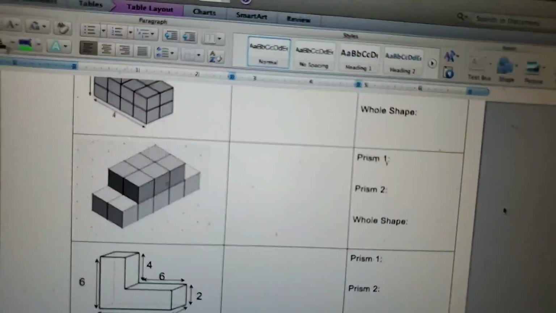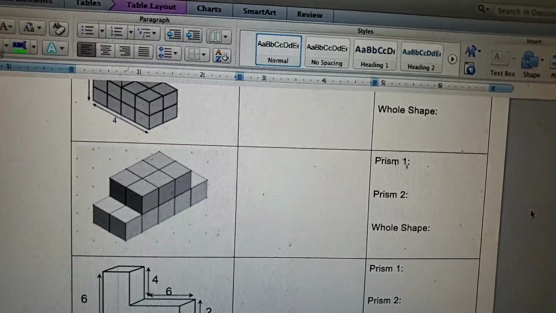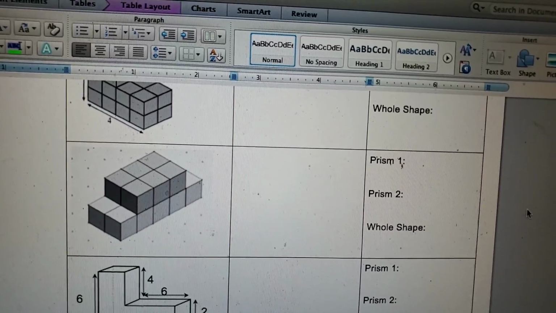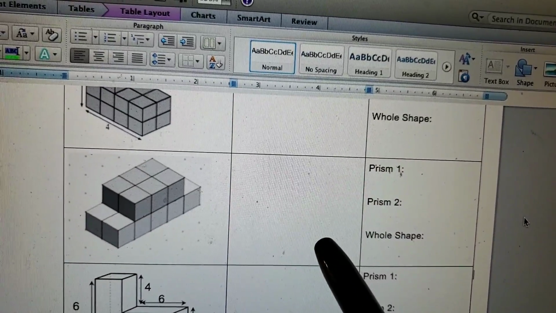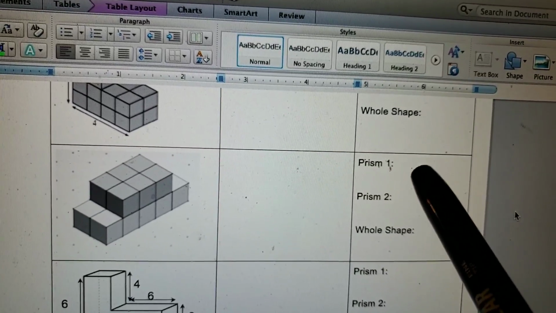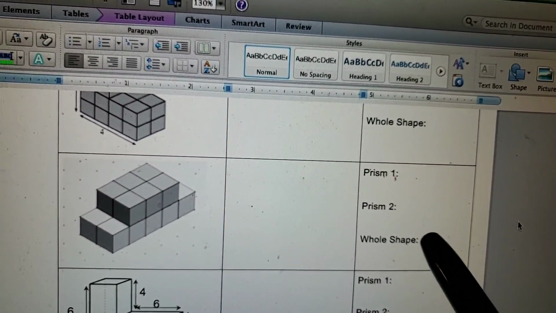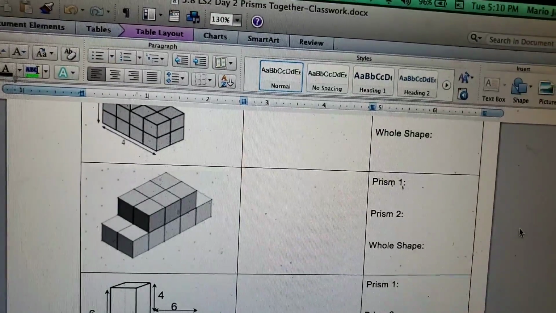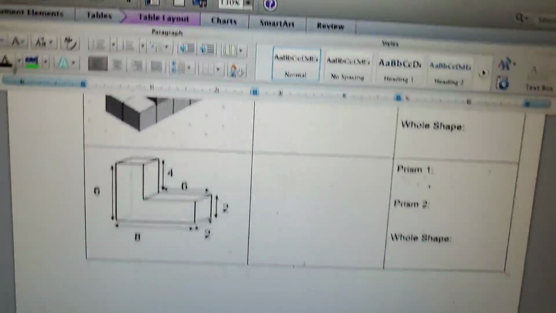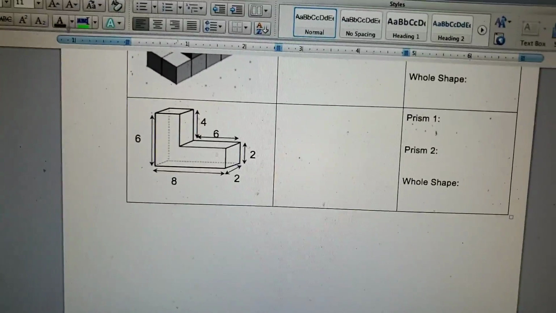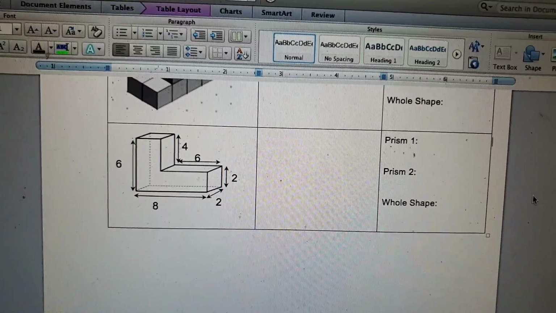Same here. When you look at this irregular object, what two prisms do you see? Separate those two prisms, draw what both prisms look like here, write the volume of the first prism and the second prism, add the two volumes together, and that will give you the total volume of this object. Let's look at the third one. Now, this one is a little different because it doesn't have the cubes. But you can still figure it out.